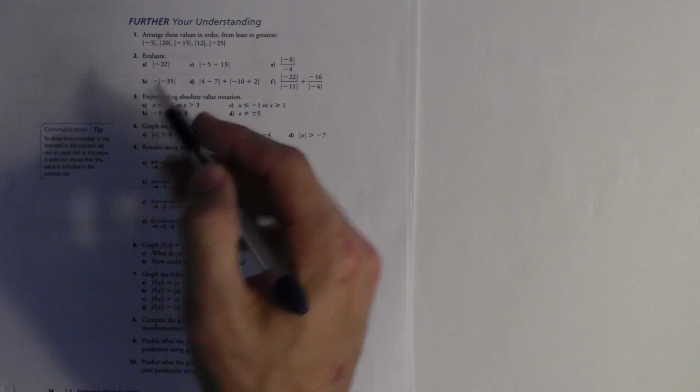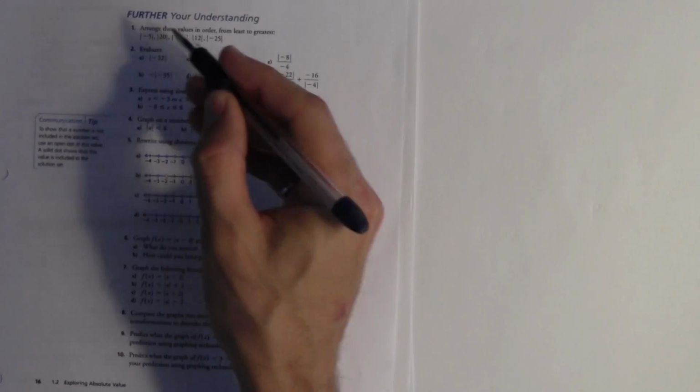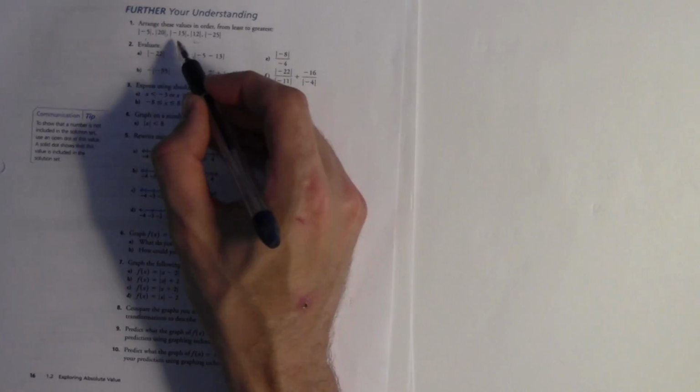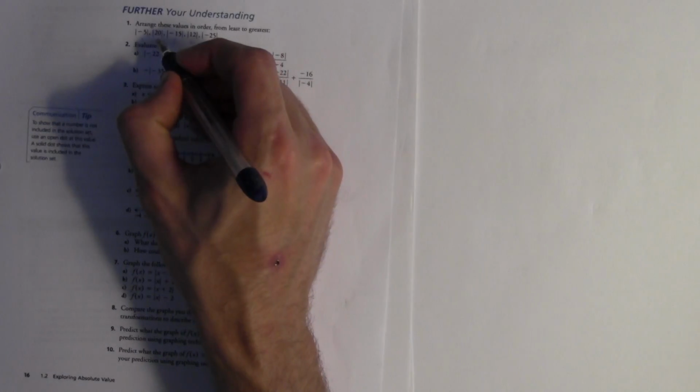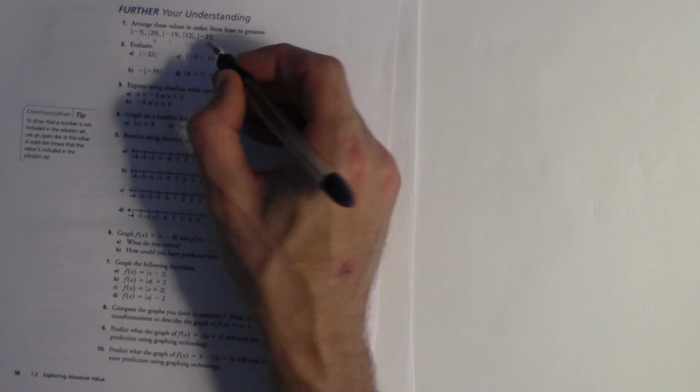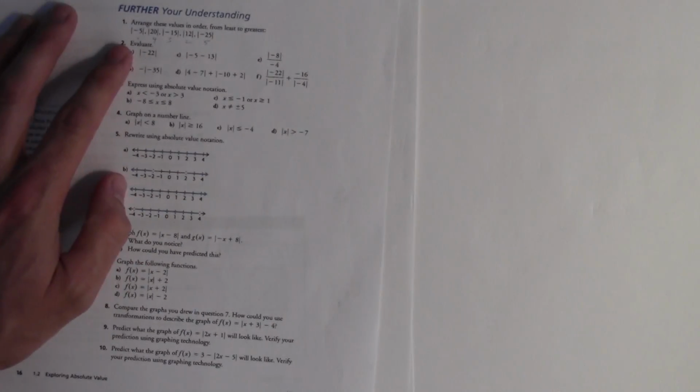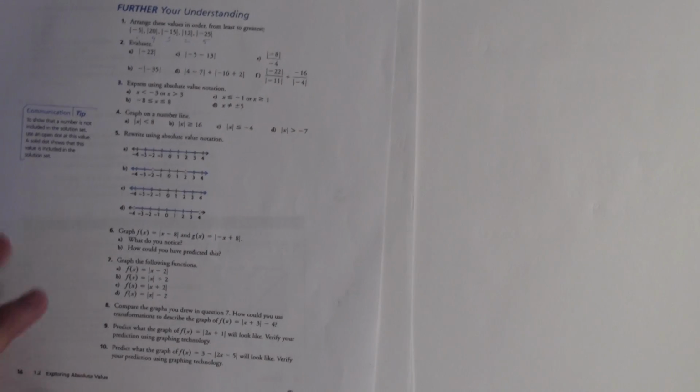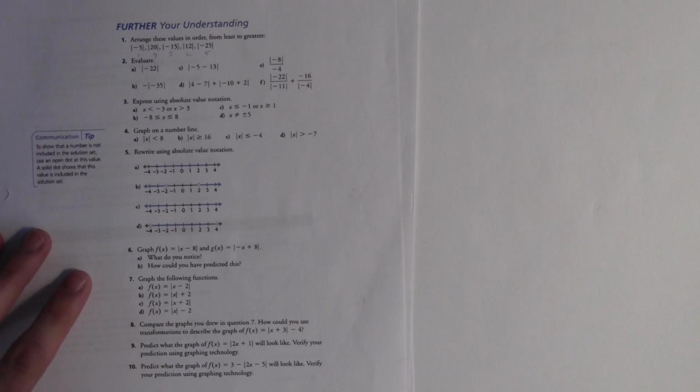Well, negative 5 will go first, negative 50, 12, negative 15, 20, and negative 25. Right. Okay, that's very, very easy. Any negative number is just going to become positive, and you're going to list them from lowest to greatest. Okay? Any questions for number 1?